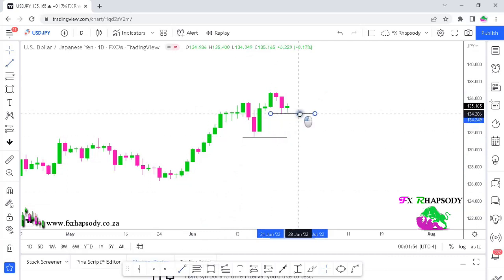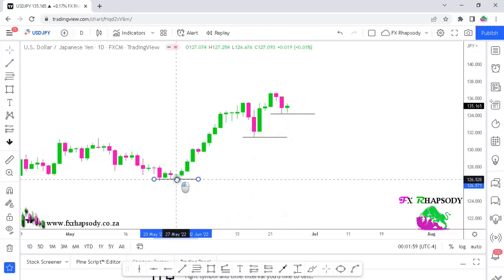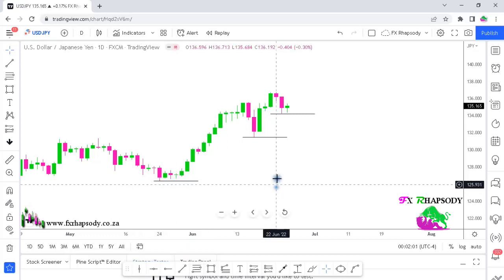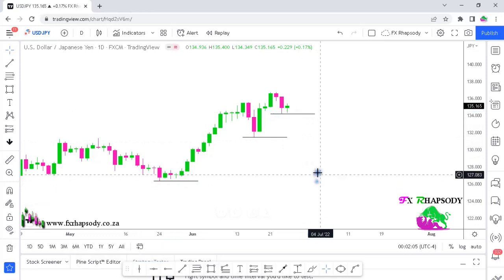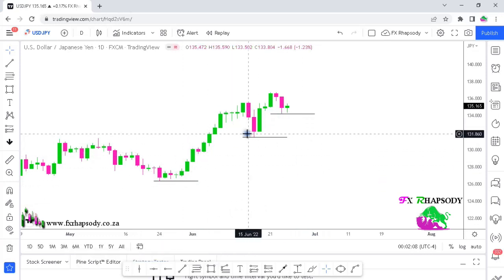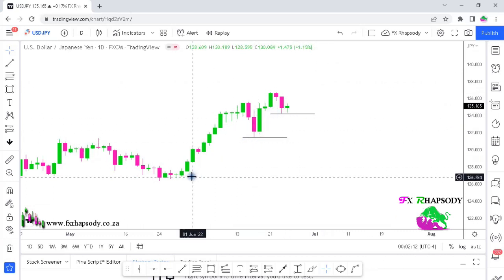That's another one. And that's another one. Okay, all these areas are still intact in the market. That's areas of liquidity that we're still looking at. So currently it is in a bullish market. So price is moving up and down, up and down.